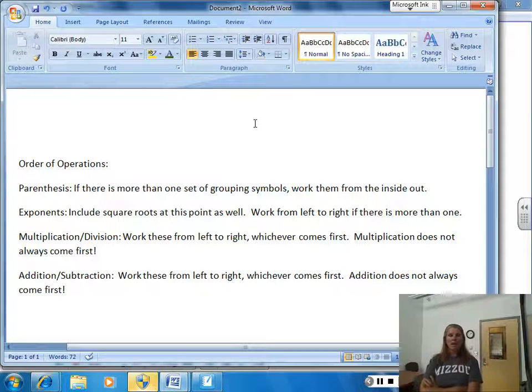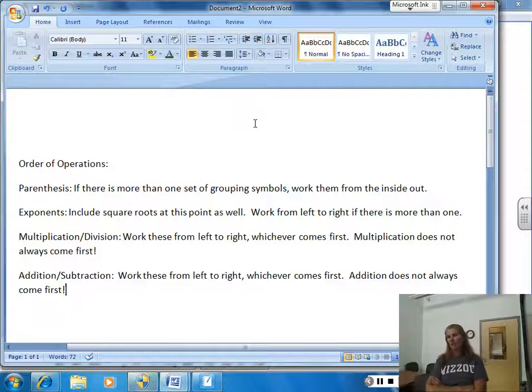And then exponents, second. Exponents and square roots are done at that same point. Even though we don't say square roots when we say exponents, we have to do both the exponents and the square roots at that point after the parentheses. If you have more than one exponent, you work from left to right. So you're going left to right, exponents and square roots at the same step.